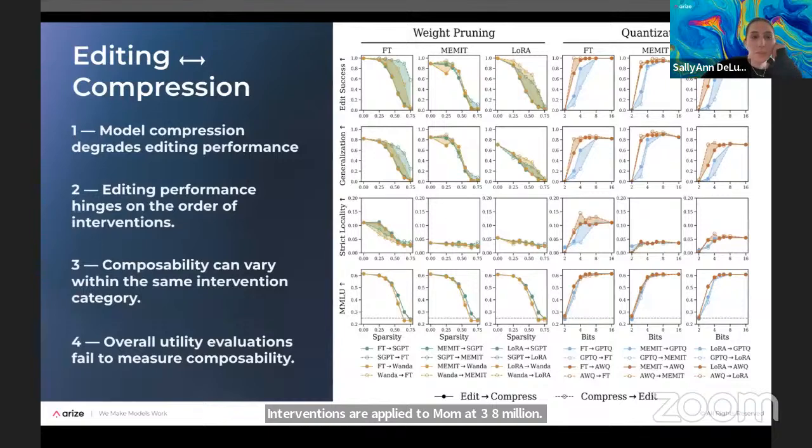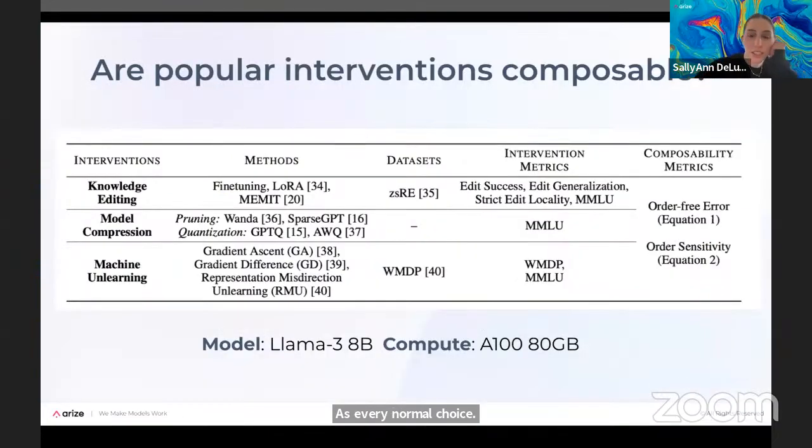I'd love to hear a little bit more just on those metrics there. Just curious, and you might be getting to this later, but is there a way we could think about how these composability metrics align with any of our real world performance requirements? Can you elaborate on that a little bit?